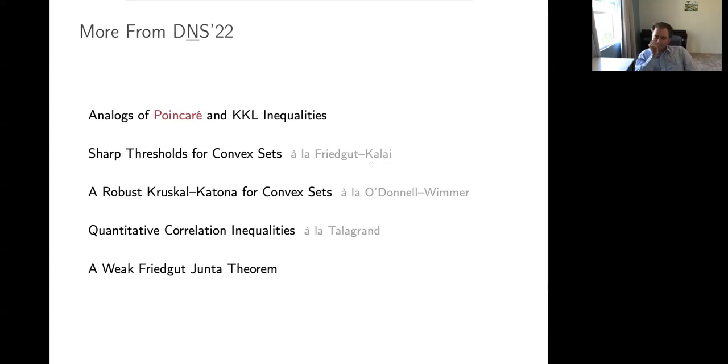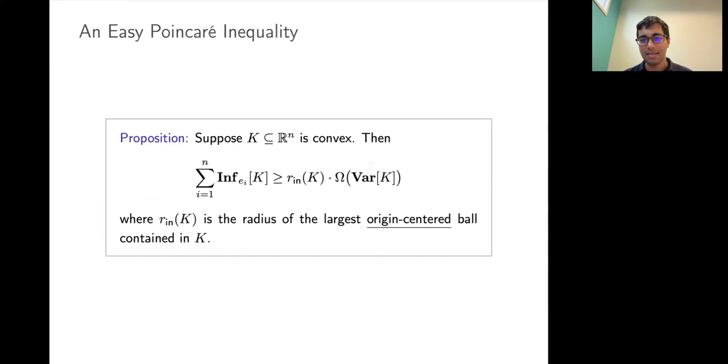Right. Okay, great. So let me tell you what this Poincare inequality is. This is maybe the most mathy slide in the whole talk. It just says the following: if you've got a convex set in R^n, then the sum of the influences along n orthogonal directions is at least the in-radius times the variance of the set. By the in-radius, I just mean the radius of the largest origin-centered ball that's contained in the set K.